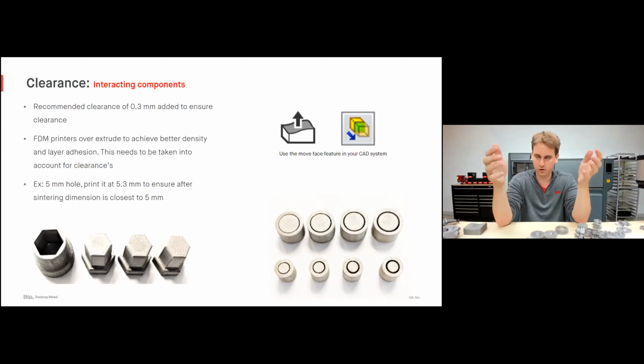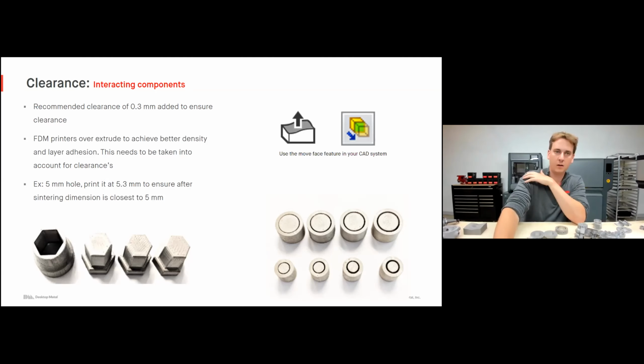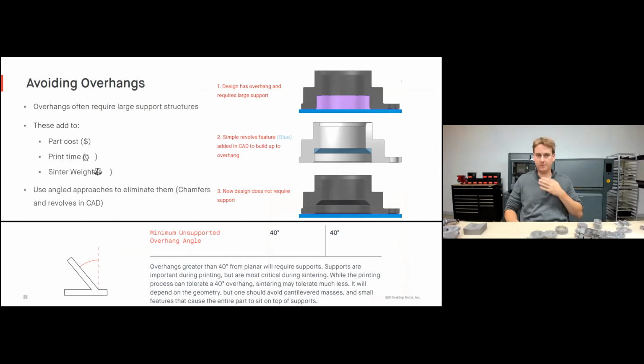So use your move face command in your CAD software, create a variable at 0.3 millimeters, and just ensure that all your clearance holes have that added 0.3 millimeters by using your move face command. Avoid overhangs. Overhangs often require large support structures, but generally they aren't necessarily critical for the design.